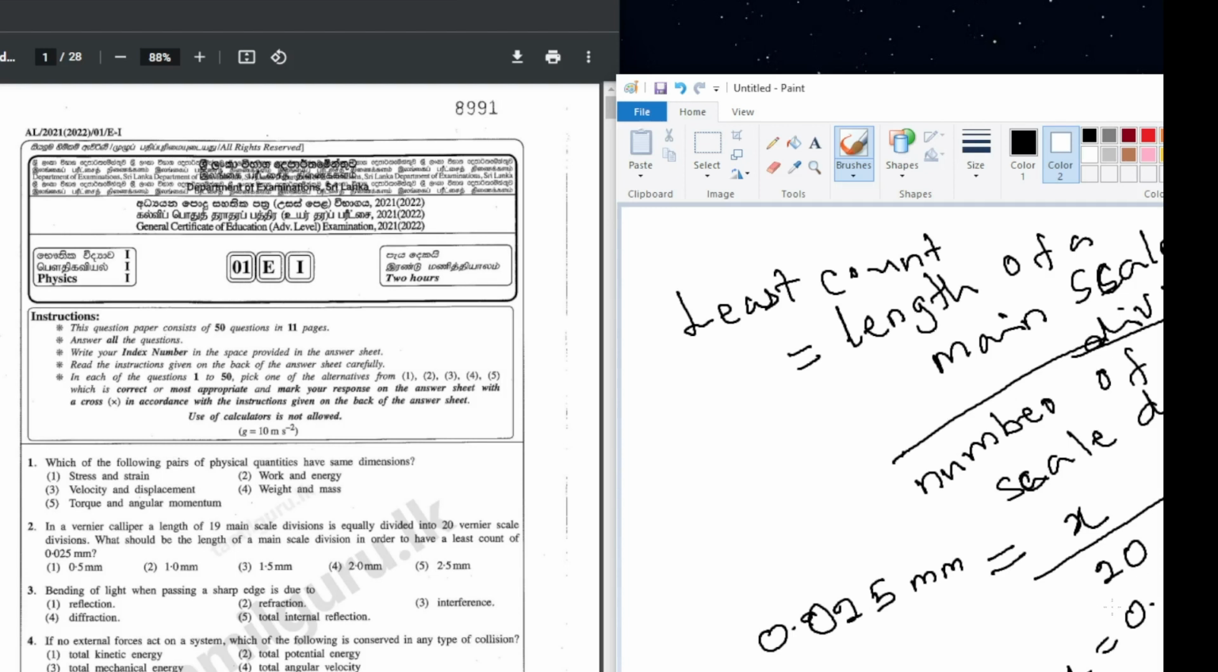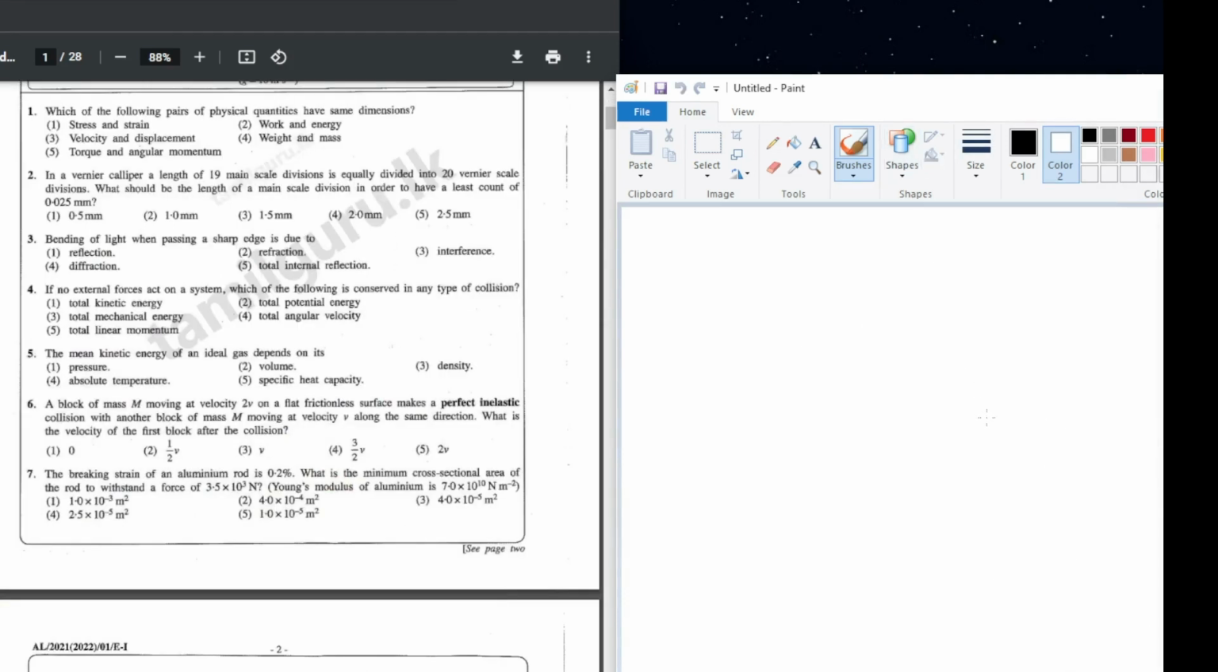Question number 4. If no external forces act on a system, which of the following is conserved in any type of collision? When they are talking about the collision, immediately linear momentum comes to your mind. If there is no external forces, total linear momentum is conserved. This question is purely from theory. Answer 5. Total linear momentum is conserved.